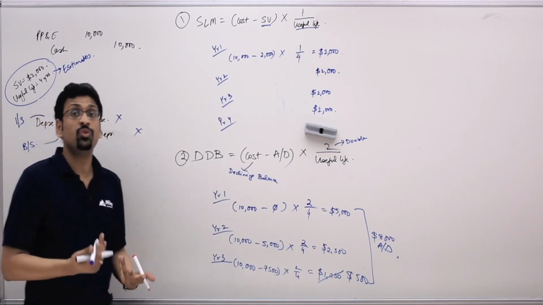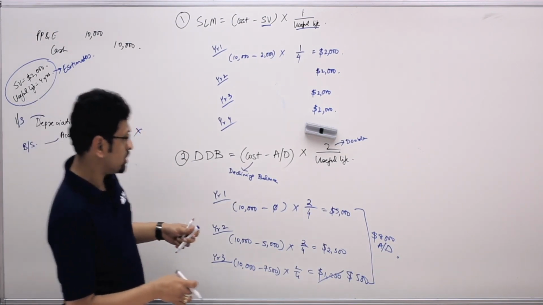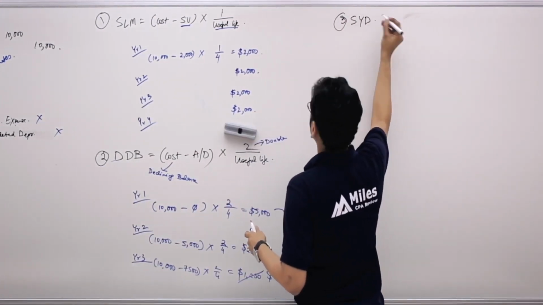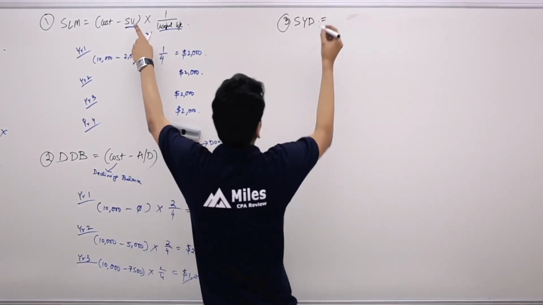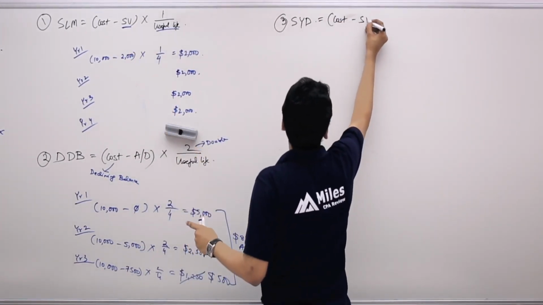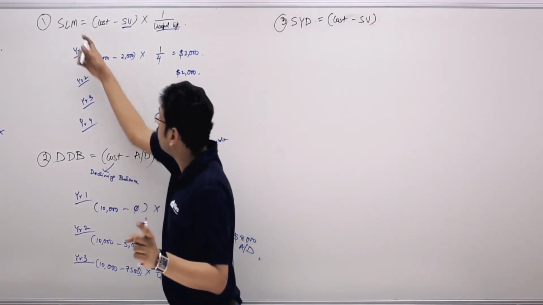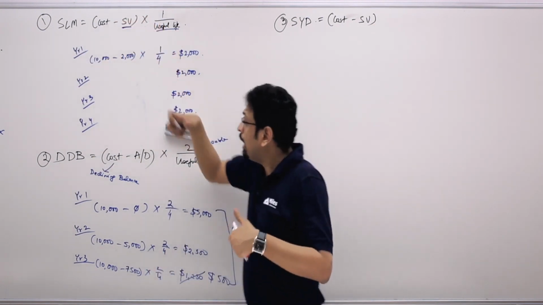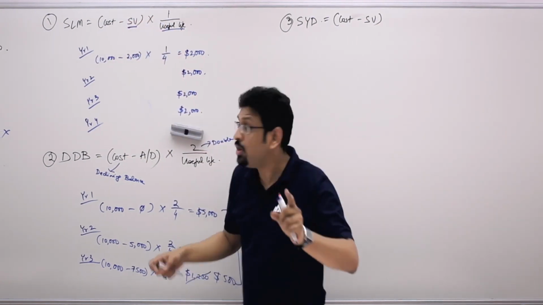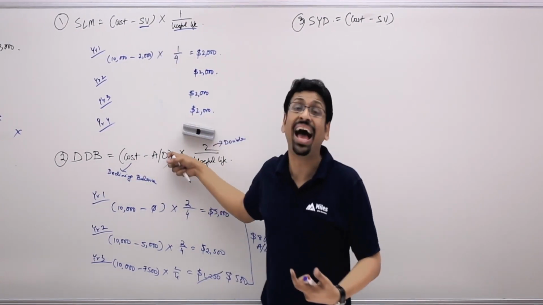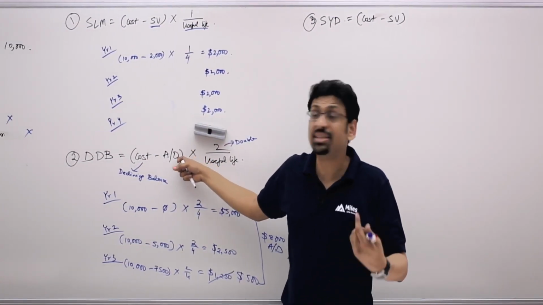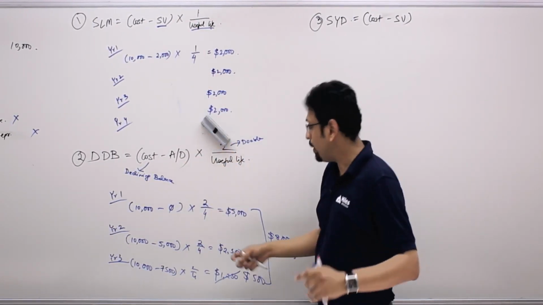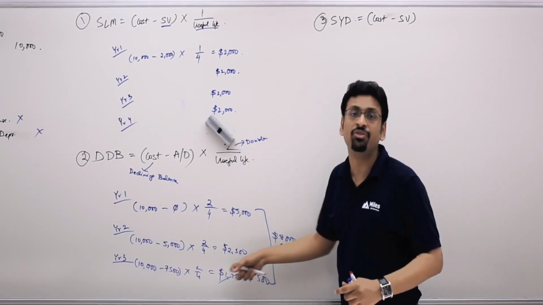Now, you could use another accelerated method which we call the sum of the years digit. So let's do that on this board here. So number 3, SYD. Now what you do here is, again, you take cost minus salvage value. Because I want you to realize one thing. In straight line method, the base was cost minus salvage value. In double declining, the base was not cost minus salvage value, it is cost minus accelerated depreciation. Basically, we did not use salvage value in the formula, but we stopped when we reached the salvage value. We stopped depreciating any further.